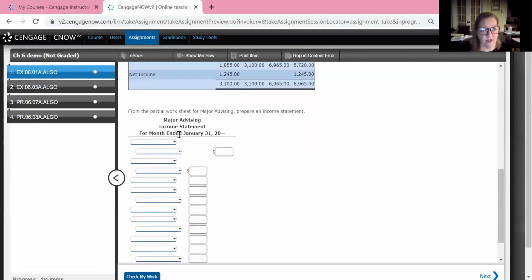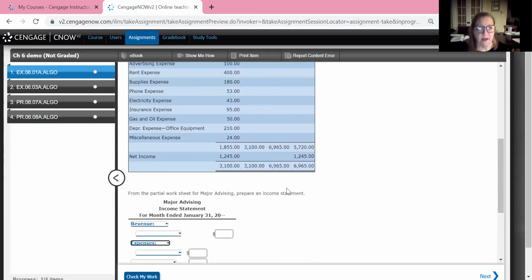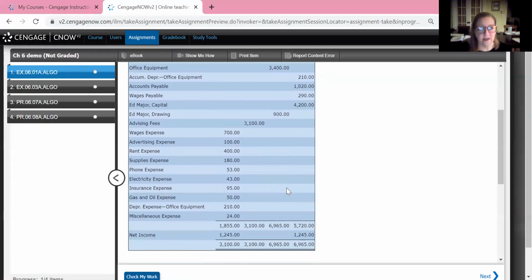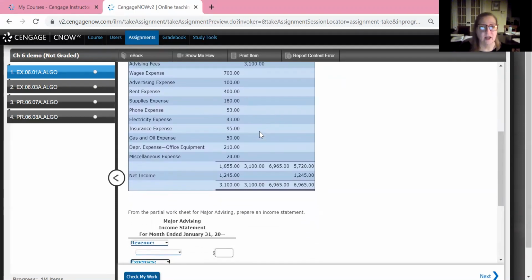So remember, we have to have a heading right here that says revenues. So we keep looking till we find revenue. Yeah, there it is. Then we're going to need a heading at the top of the expenses that says expenses. Okay, now we go back to our trial balance, or yeah, it is a trial balance, but it's the worksheet. Okay, advising fees is 3,100. That looks like it's the only revenue account we have. So we're going to put 3,100 right here. And we're going to pick advising fees.